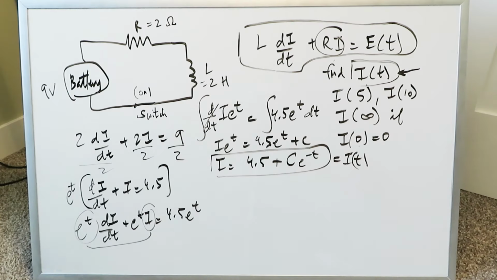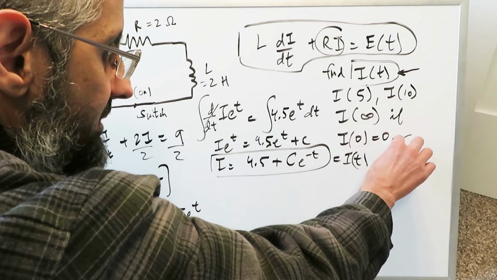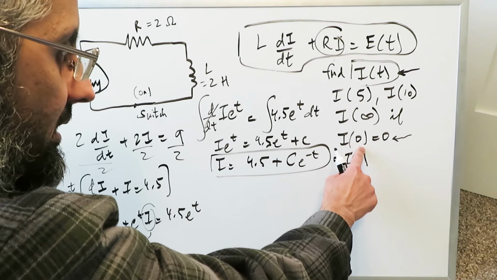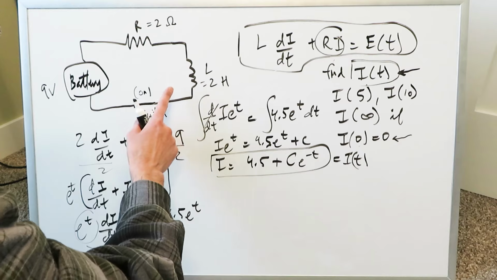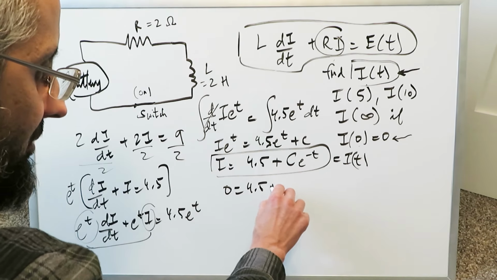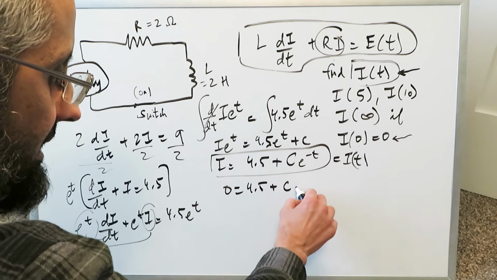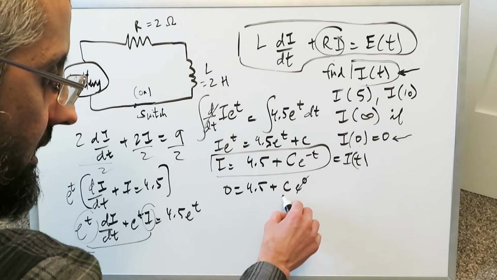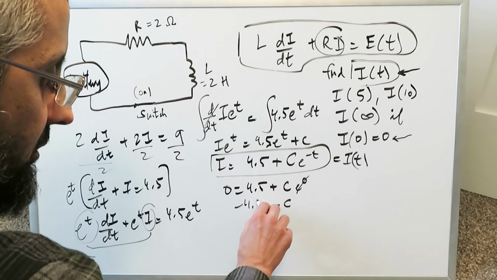Now we can solve it even better if you look at this particular aspect right here. At time 0, the current is 0 because the switch was originally off, but then we turned it on. So you have 0 is equal to 4.5 plus c e to the power of 0, which is just a 1. C is equal to minus 4.5.